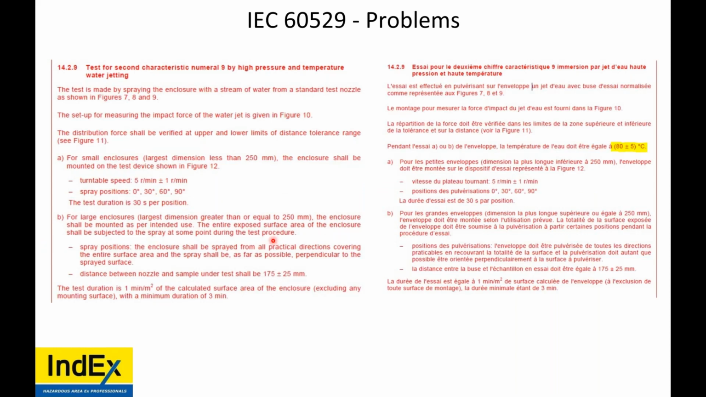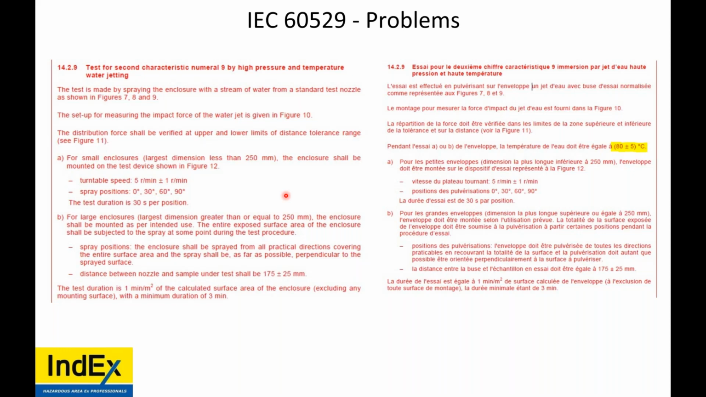Now, there are problems with the standards. Between the English on the left and the French translation on the right, there is something missing from the IP69, the 9 test, within IEC 60529. In the French test, they clearly identified the temperature that the water must be at, 80 degrees plus or minus 5 Celsius. In the English version, it's not called for.